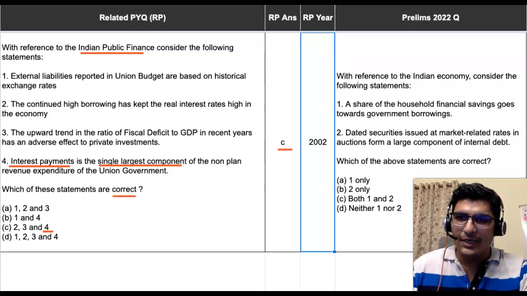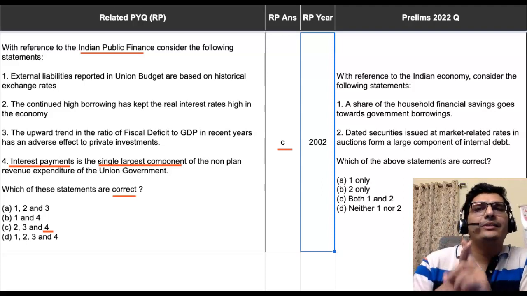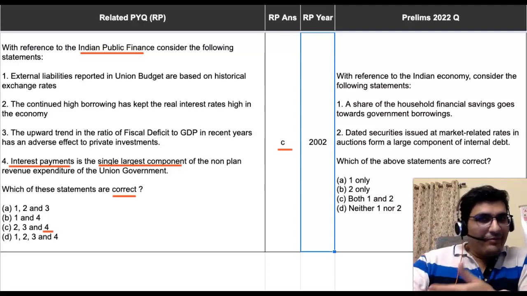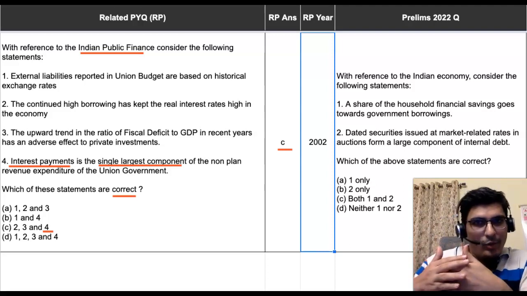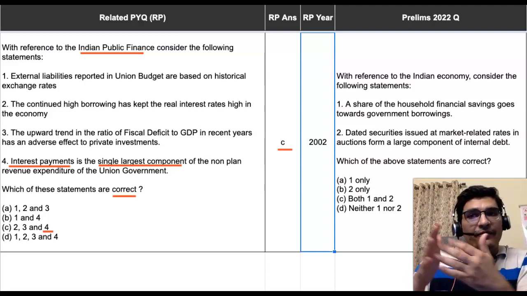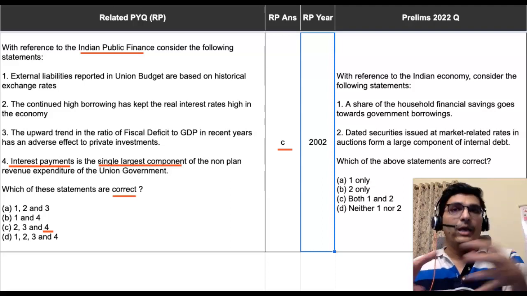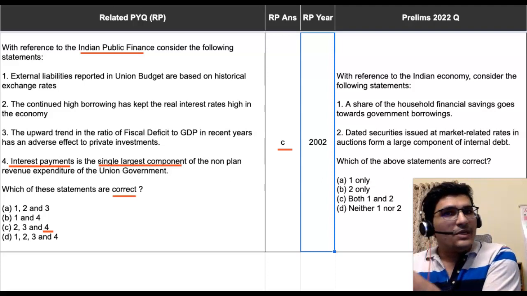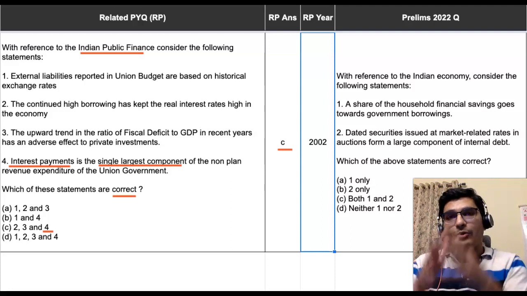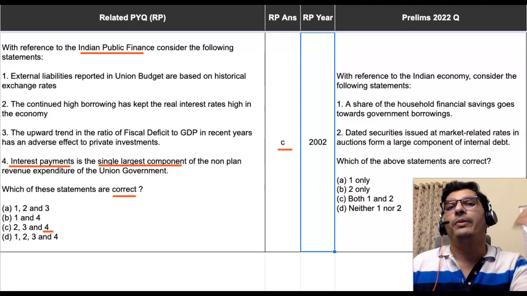The question wants you to identify the correct statement. So the statement says interest payment is the single largest component of government's revenue expenditure. When does the government pay interest? When it has taken a loan, right? Market borrowings or dated securities are a kind of loan, and if interest payment is the single largest component of government's revenue expenditure, a large amount of interest payments will be there when you have taken a large amount of loans, right? And if the total loan is large, the share of government's dated securities also probably is large.